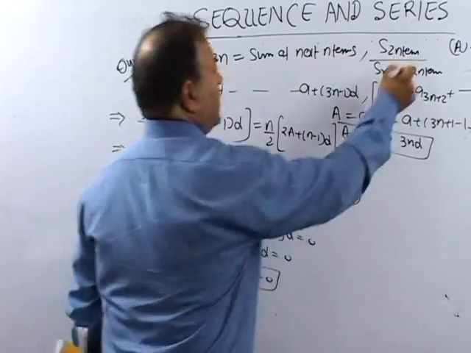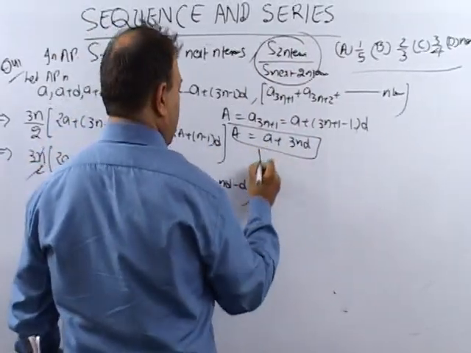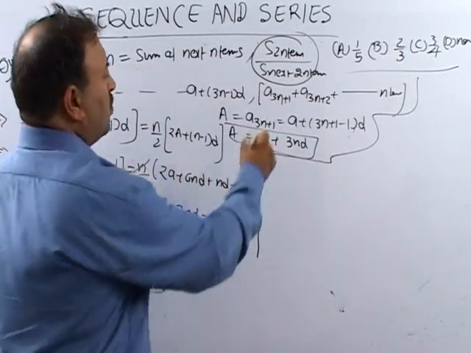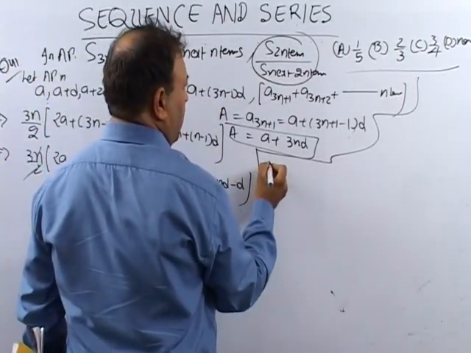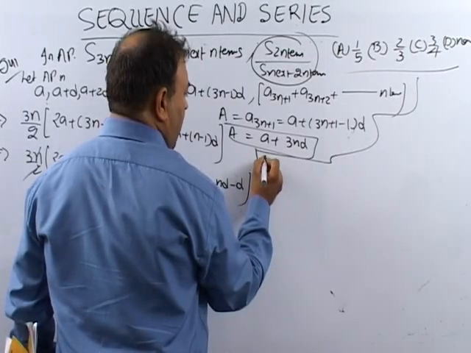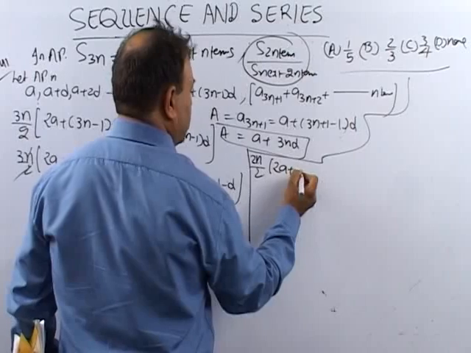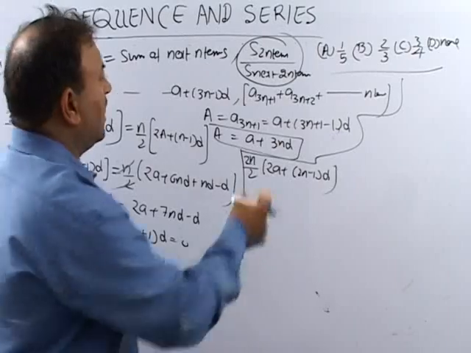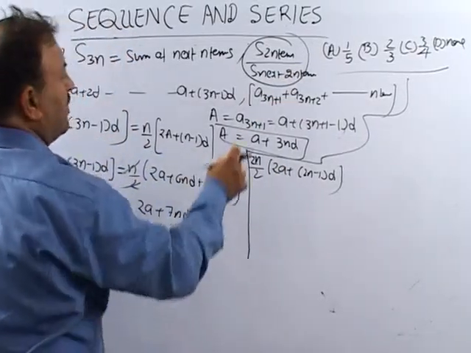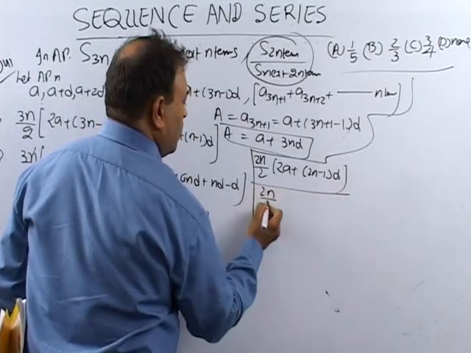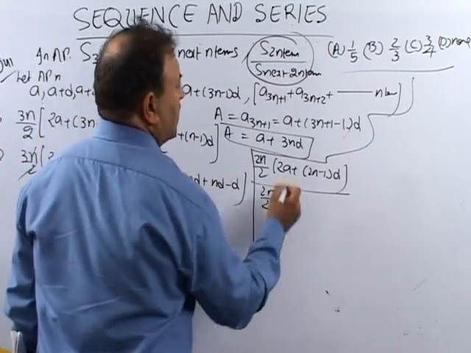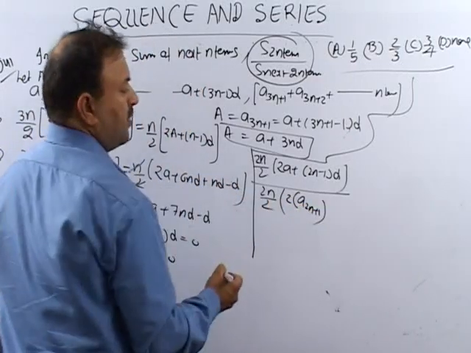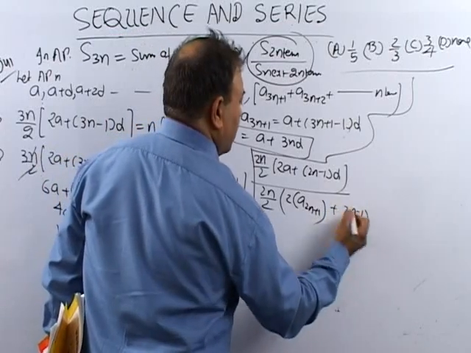Now we had to find the value of the sum of 2n terms, so we start from here. The sum of 2n terms comes out to be 2n by 2, 2a plus 2n minus 1 into d. After 2n we have to take the ratio of the next 2n terms. The number of terms stays the same, 2n by 2, but the first term becomes a 2n plus 1 term, so it is 2 into a 2n plus 1 term plus 2n minus 1 into d.